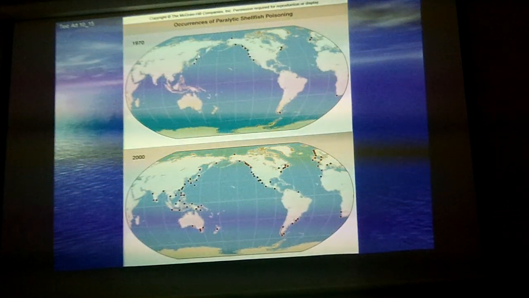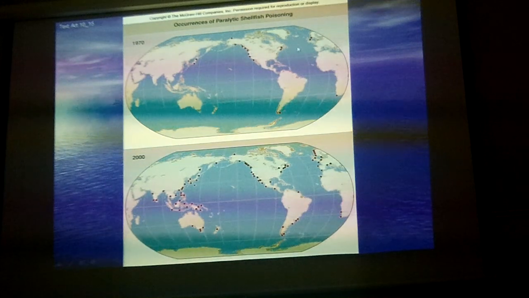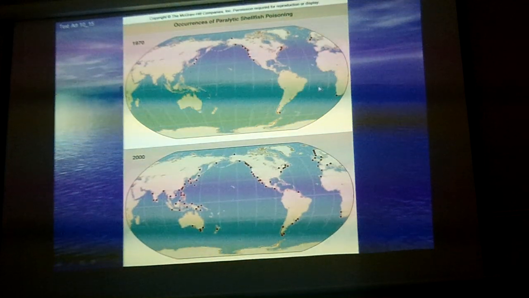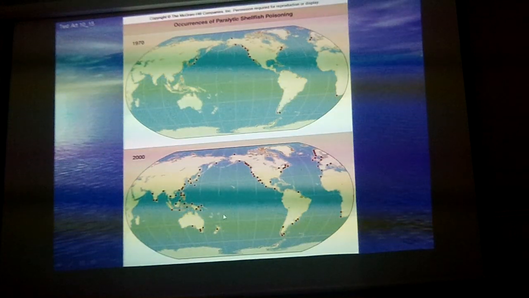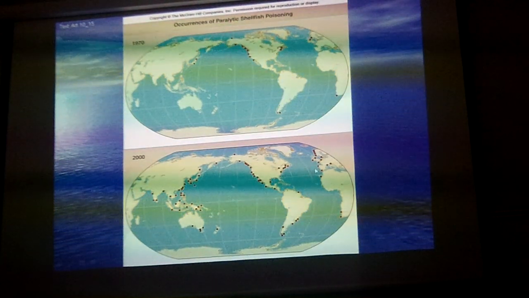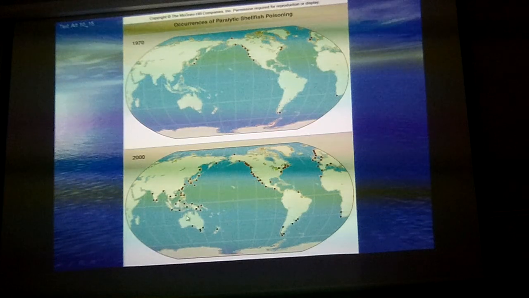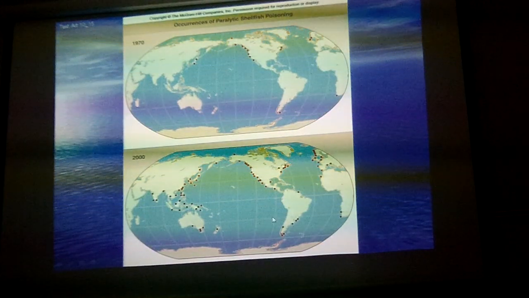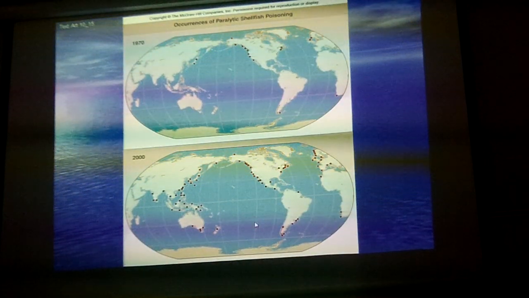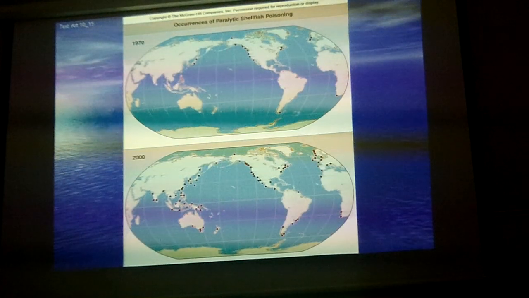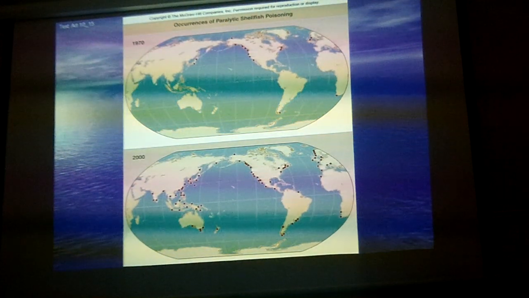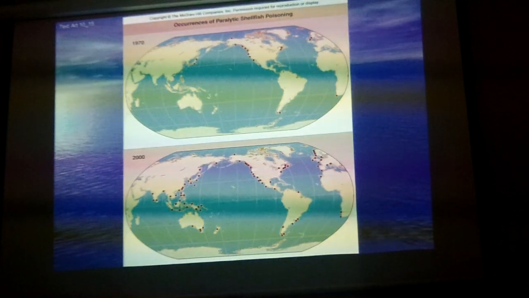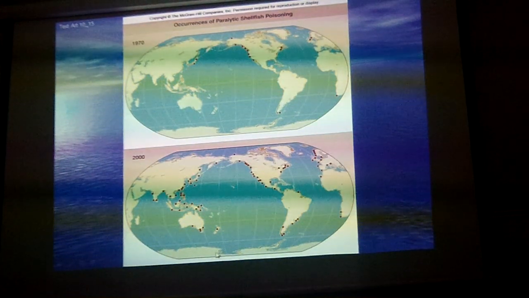Here's the amount that you had in 1970. Everywhere where you see a red dot is where there was a red tide. And here was 2000. You can see it's vastly increased because there's more people and we're producing more fertilizers and there's more runoff. You gotta grow more food if you have more people. So there's more farms and more fertilizers and such.